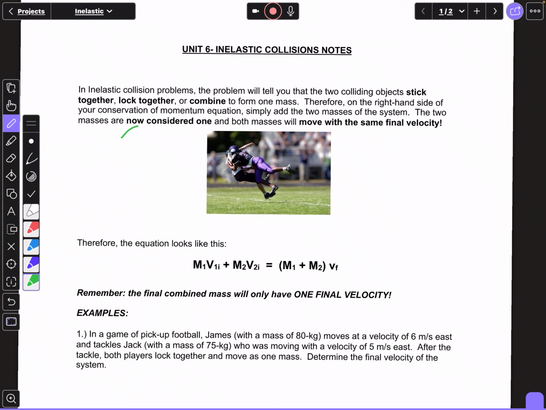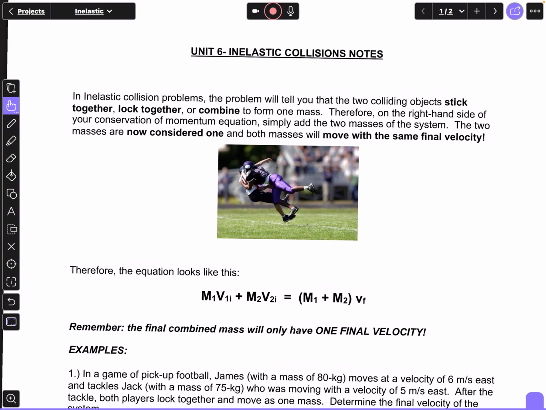Now, in inelastic collisions, as you know by now, the problem will tell you that two colliding objects stick together, they lock together, or combine to form one mass. Therefore, on the right side of your conservation of momentum equation, simply add the two masses of the system. The two masses are now considered one, and both masses will move with the same final velocity. So that's the difference in elastic and inelastic collisions.